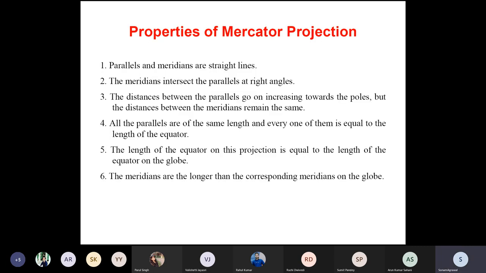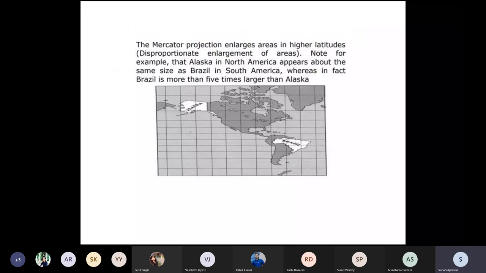Now the properties of the Mercator projection will be just the same as the cylindrical projection that we have already studied. Parallels and meridians are straight lines. The meridians intersect the parallels at right angles. The distance between the parallels goes on increasing towards the pole, but the distance between the meridians remains the same. You can observe the same thing on this map also. The gap between the parallels, the gap between the latitudes, is not the same. At the equator, this gap is less. As you move away from the equator, the gap between the latitudes increases. But if you see the longitudes or the meridians, the gap between the longitudes remains the same. So this is what is written over there, that the gap between the meridians will remain the same, but the gap between the parallels will increase as you move away from the equator.